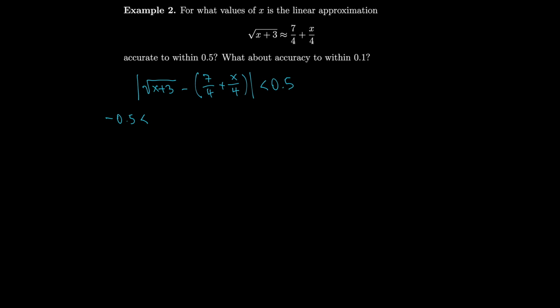And absolute value, when you have a difference inside, it does not matter the order that you subtract them, because if you subtract in one order it's positive, in the other order it's negative, but then absolute value makes it positive. So I'm just going to swap the order. Okay, now I'll add square root of x plus 3 to all three sides in order to cancel it out in the middle.